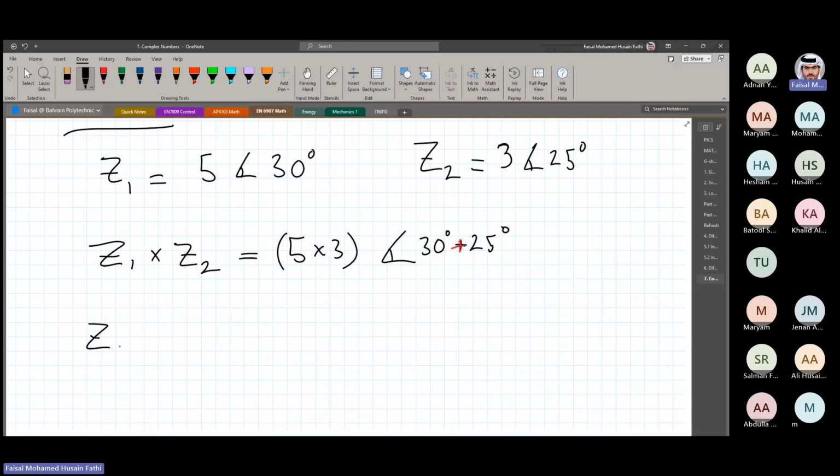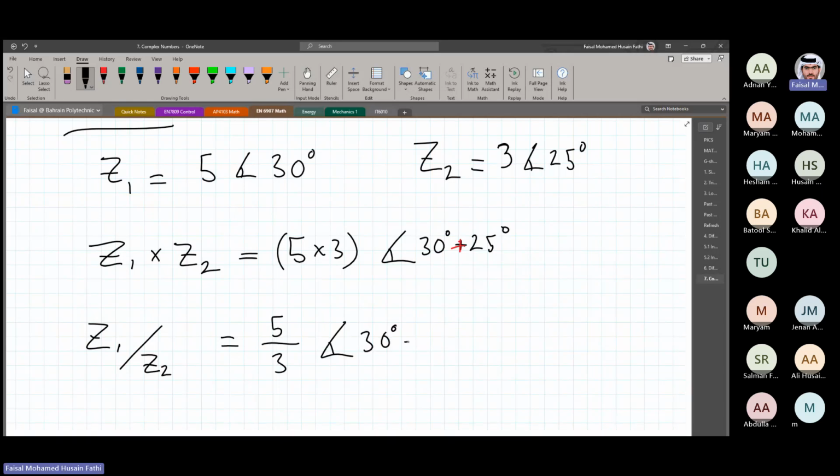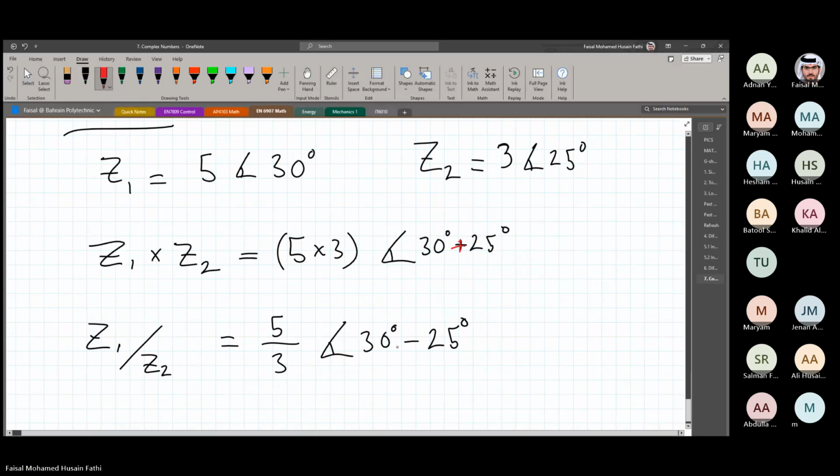The exact same thing for division. Z1 divided by Z2 is going to be 5 divided by 3. The angle 30 degrees minus 25 degrees. Okay? You will be subtracting.